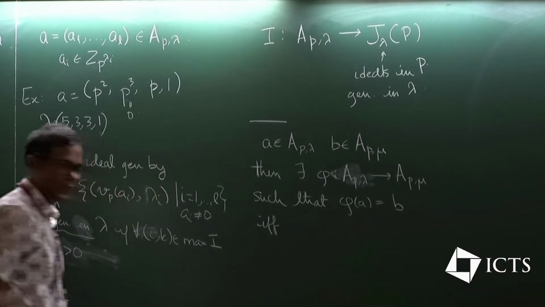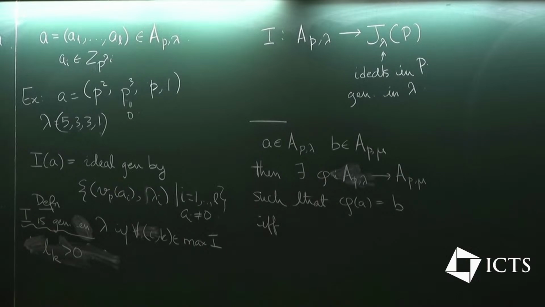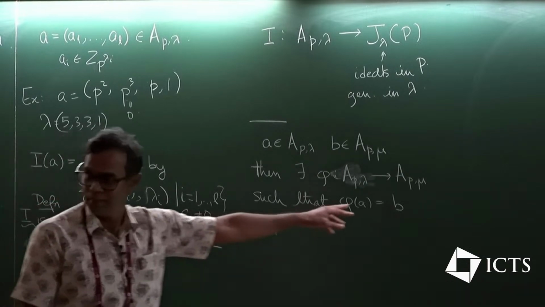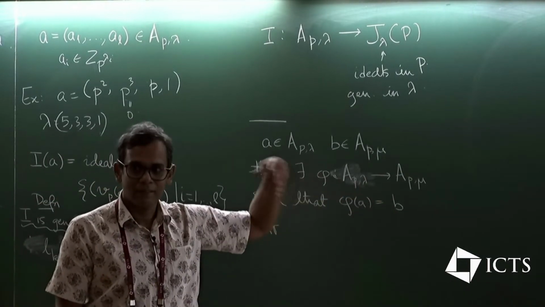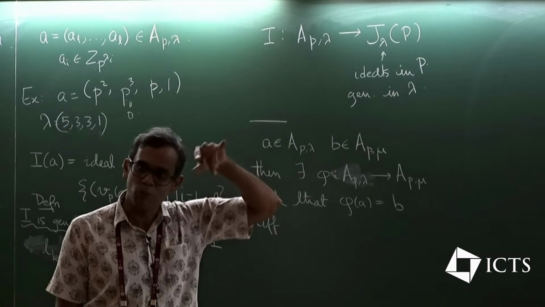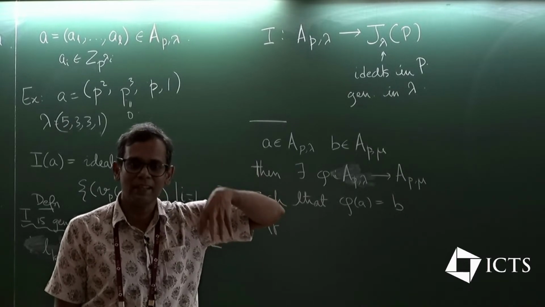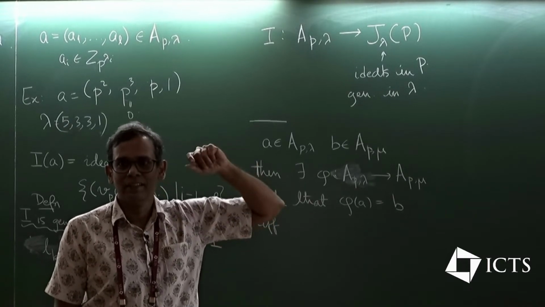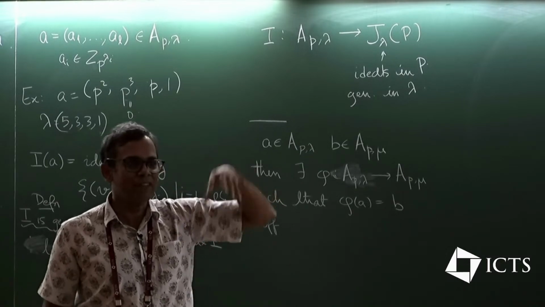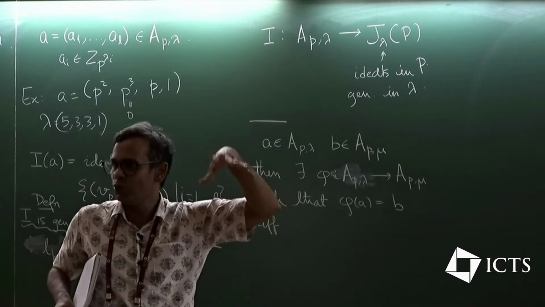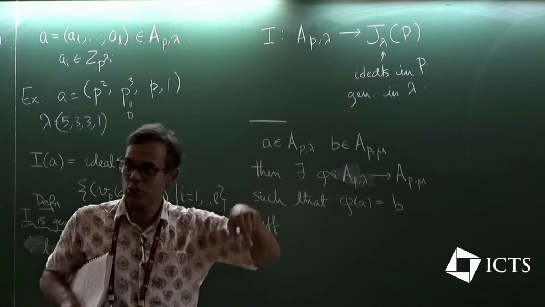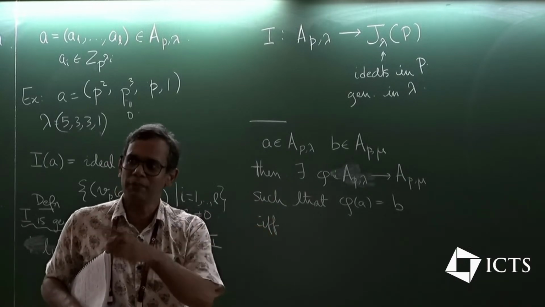So what should you expect? The ideal of B should be smaller than the ideal of A, right? The ideal of A is telling you what all you can reach through homomorphisms from A. So B should be reachable. So the ideal of B should be contained in the ideal of A.